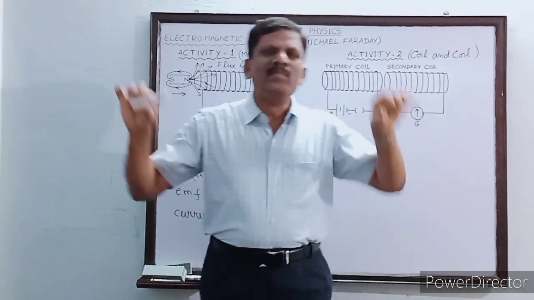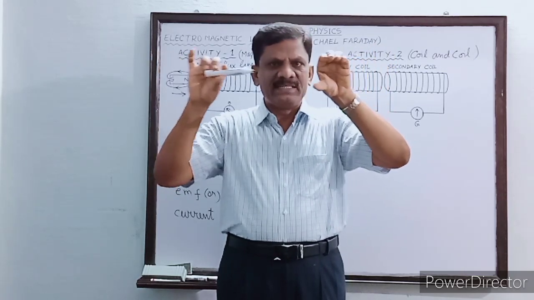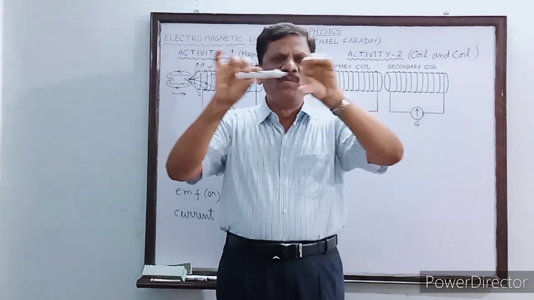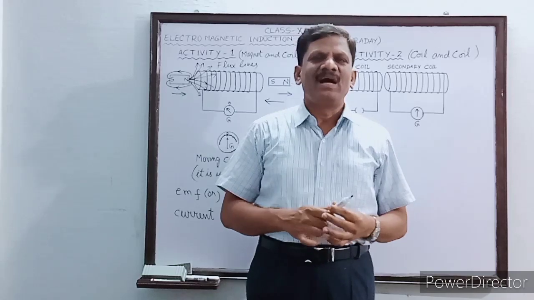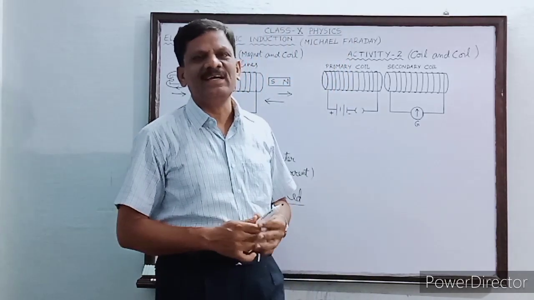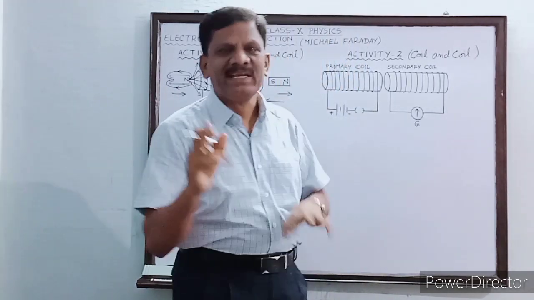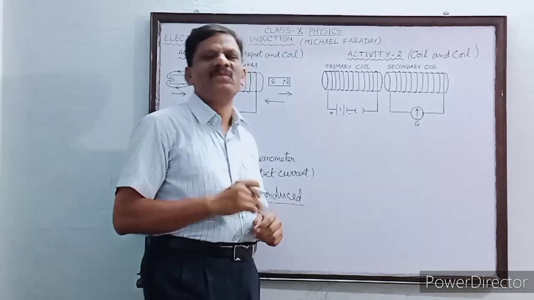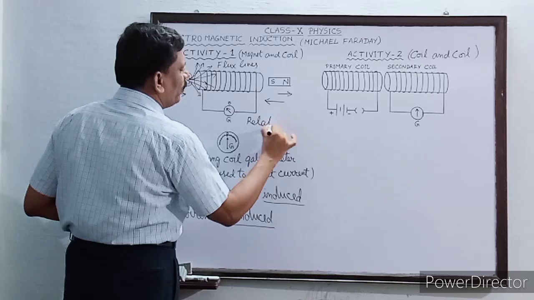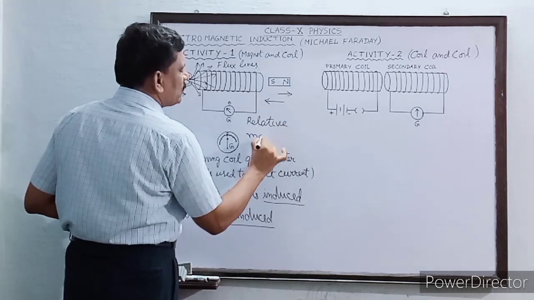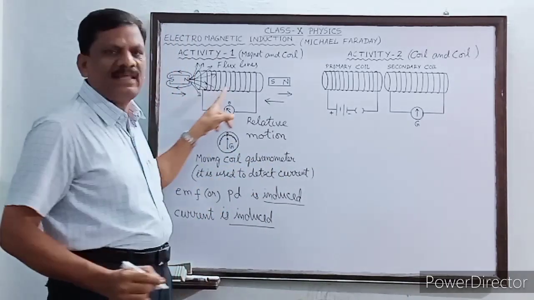Third time, he moved both the coil as well as the magnet at a time in opposite directions like this. When both were in movement, in this case also, there was an EMF induced in the circuit and the galvanometer was showing induced current in the circuit. Finally, he confirmed that there should be a relative motion between the coil and the magnet. So this is very important, relative motion. There should be relative motion between the magnet and the coil.